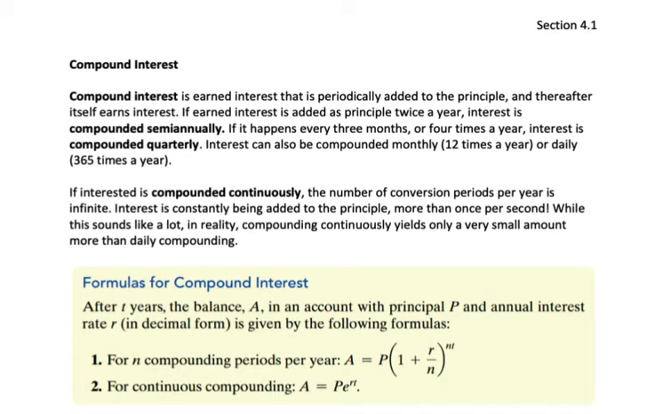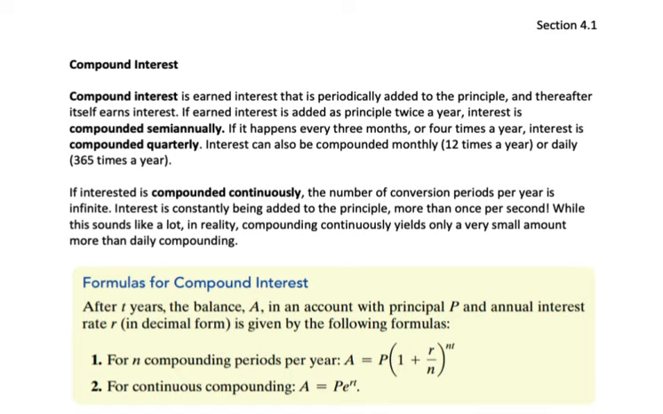In this video for section 4.1, we're going to talk about compound interest formulas. Compound interest is when earned interest is periodically added to the principal. So you're earning interest not only on your principal amount invested, but also on the previously accrued interest. So we have some different time periods here.